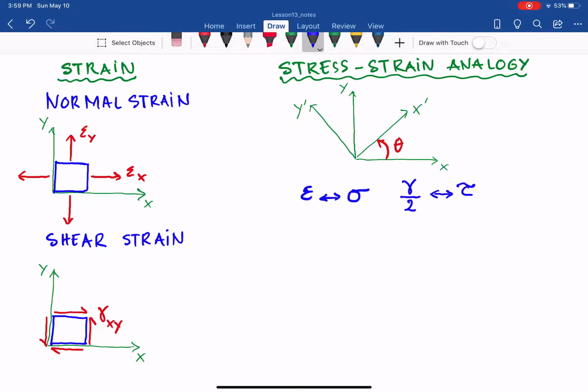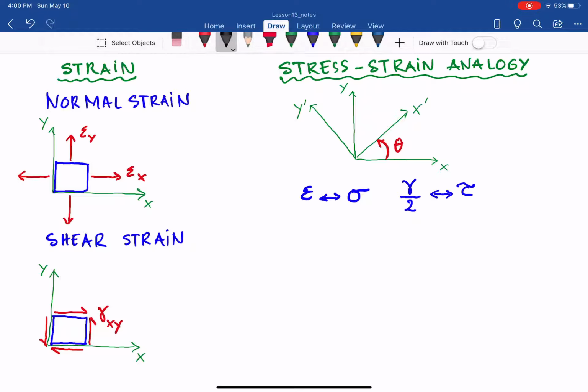So whatever equation we learned in stress transformation, we just replace sigma with epsilon, and tau with gamma over 2. Then we get exactly the same equation that we will go over in a minute. So let me give a few notes here before we continue with the equation.